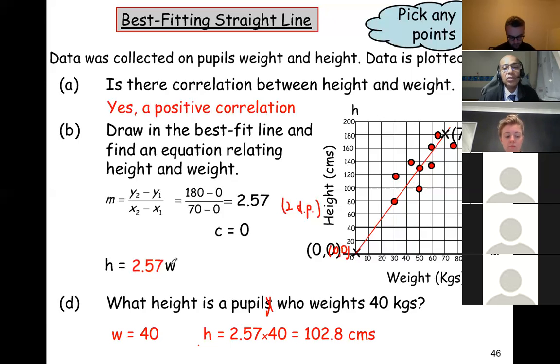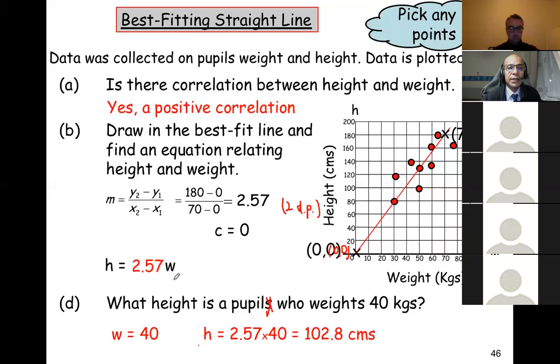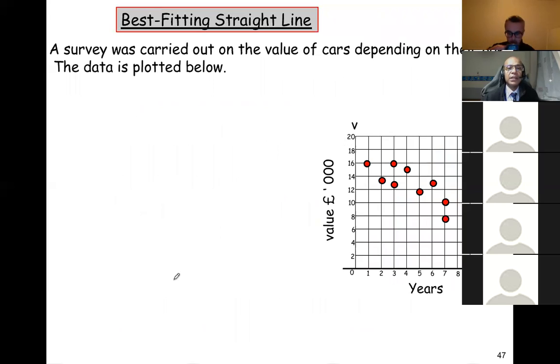Can you write the equation of the straight line? What height is a pupil who weighs 40 kilos? Or what is the weight of someone who is 120 centimeters, for example? Then that means you would need to replace the height with 120 centimeters and divide by 2.57 to give you the weight. So you can see the type of questions you may get asked. Okay. So that's what they call best fit.